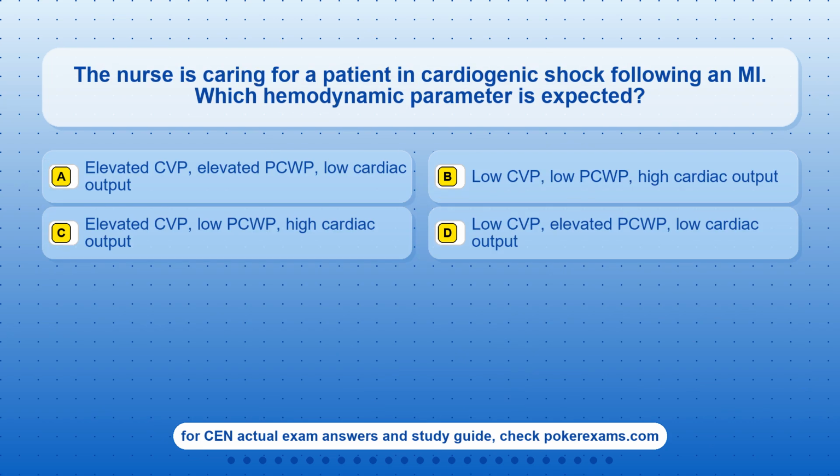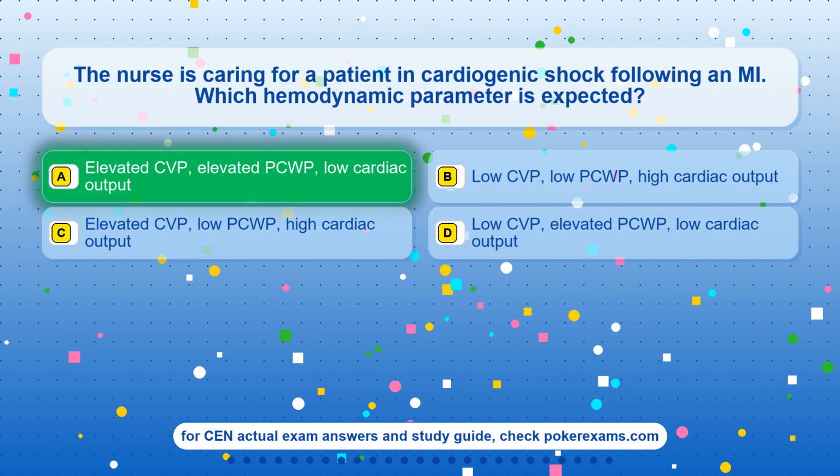Question 12. The nurse is caring for a patient in cardiogenic shock following an MI. Which hemodynamic parameter is expected? Option A, elevated CVP, elevated PCWP, low cardiac output. Option B, low CVP, low PCWP, high cardiac output. Option C, elevated CVP, low PCWP, high cardiac output. Option D, low CVP, elevated PCWP, low cardiac output.